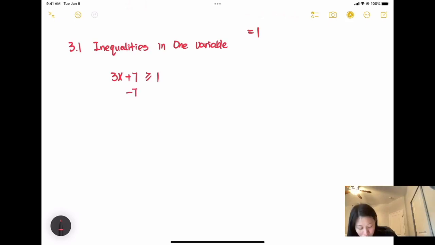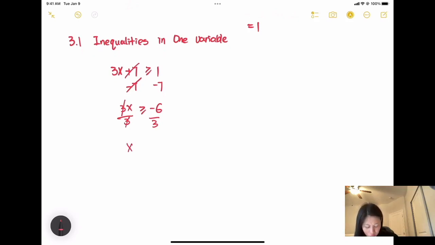So we want to subtract 7 on both sides so we can get rid of the 7. I have 3x greater than or equal to 1 minus negative 7... I have negative 6. And then I divide by 3. Since there is no negative sign, we don't need to flip or reverse the sign. So x is greater than or equal to negative 2.